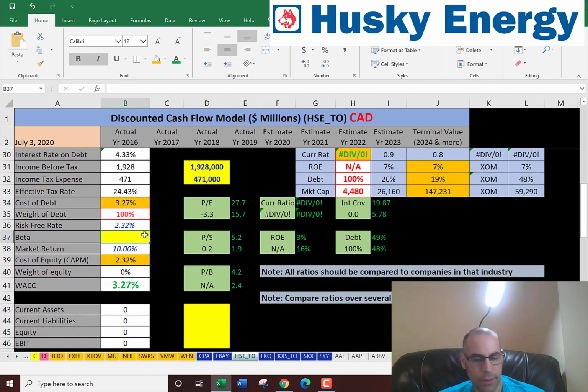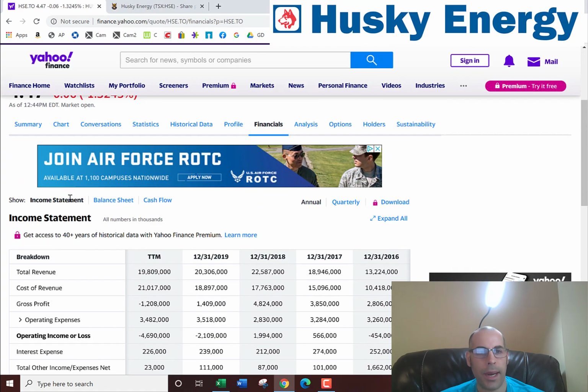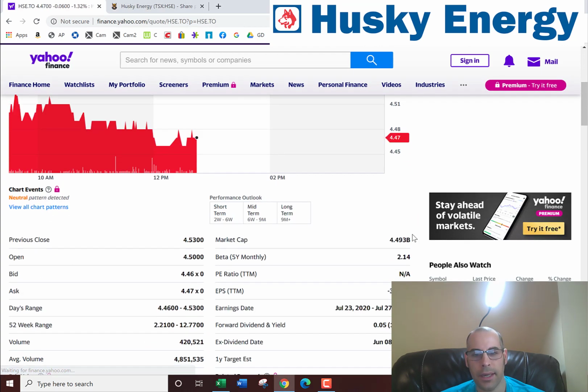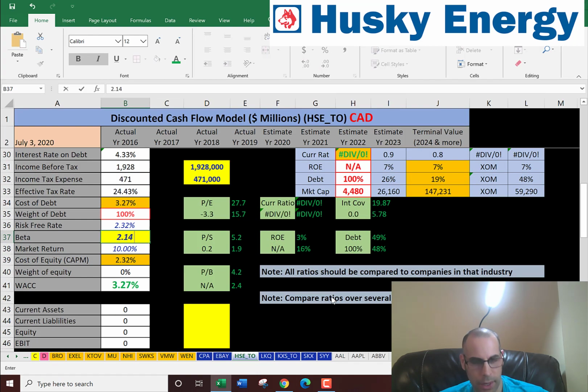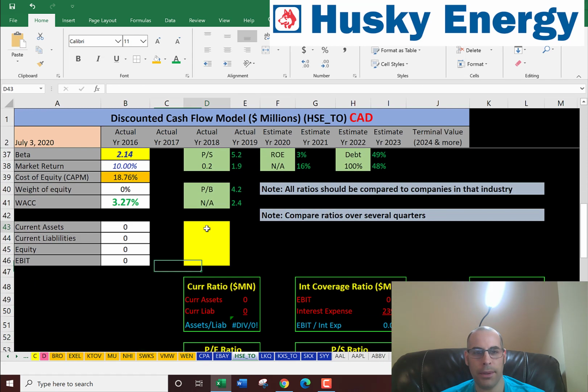And let's get their cost of equity. We need the beta for that. That's the volatility of the stock. And the higher the beta, the more volatile the stock is. And it's 2.14, which is pretty high beta. That should give the stock a high weighted average cost of capital.